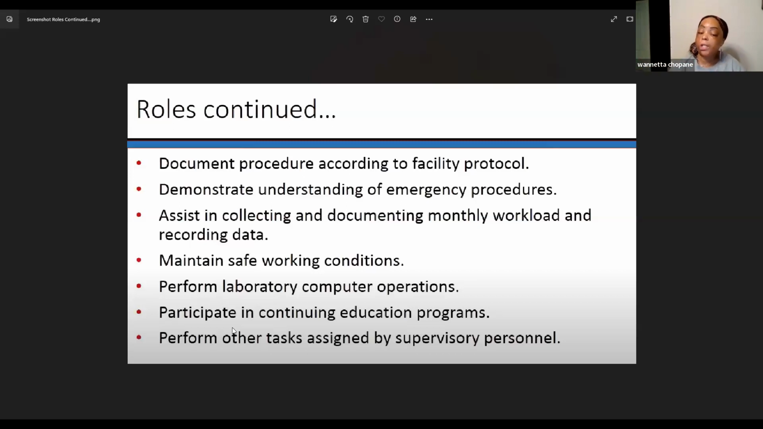Also, you will perform other tasks assigned by your supervisor personnel. So if your supervisor tells you, okay, Chelsea, well, today, what I want you to do is look at the schedule and see how many people are coming in for lab work today and let me know what number. Then you may say, I didn't know phlebotomists do this. Why can't the secretary do this? Well, if your supervisor explained to you that's a job duty in your facility, you just have to do it. So that is the reason for this statement. Perform other tasks assigned by your supervisor, okay?